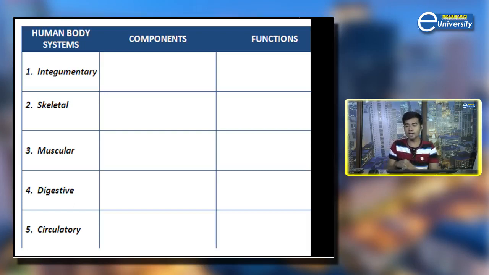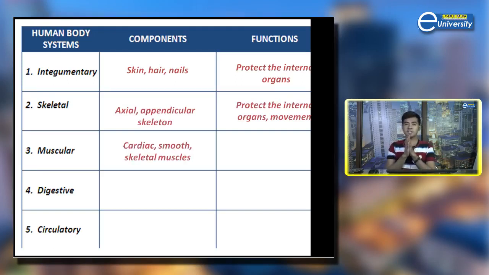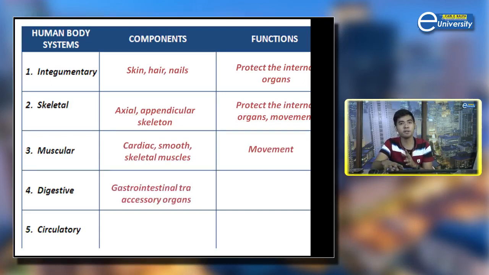and functions of all 10 human body systems. For the integumentary system, it is composed of the skin, hair, and nails. The function is to protect internal organs. The skeletal system is composed of the axial and appendicular skeleton, and the function is to protect the internal organs and allow movement. The muscular system consists of cardiac, smooth, and skeletal muscles. The function is for movement.